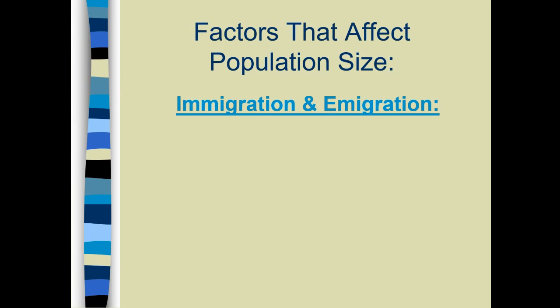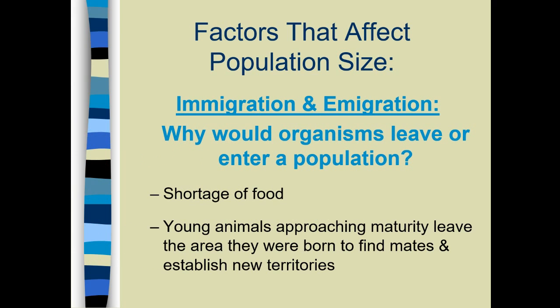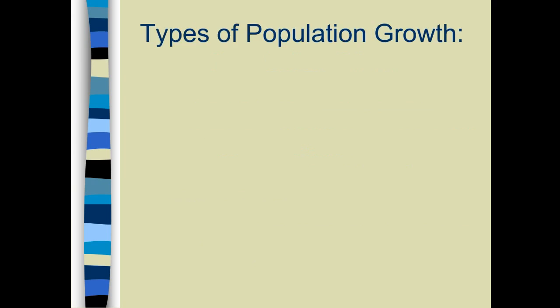Now, why, you might ask, would organisms immigrate or emigrate out of their population? Sometimes we think of human populations, but say, for instance, we're talking about some deer. Why would the deer that live in this area of Illinois leave, or maybe even come here from other areas? A lot of times it has to do with things like shortage of food, shortage of mates, or even just looking to go find mates in other areas.